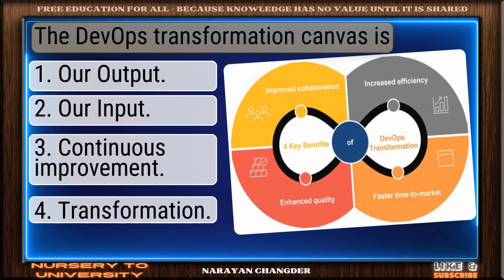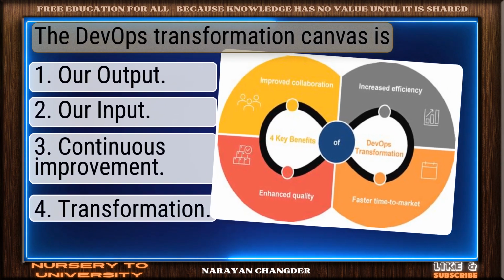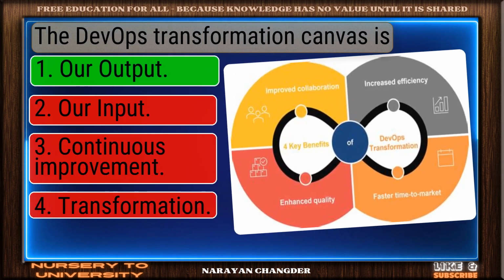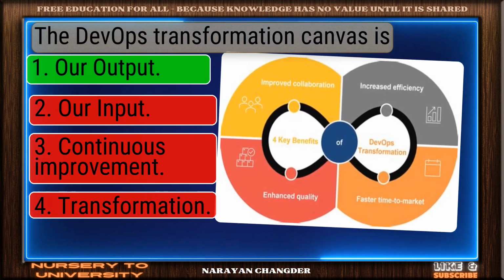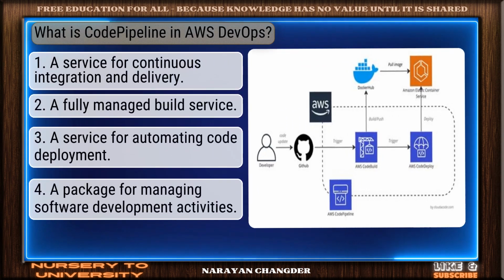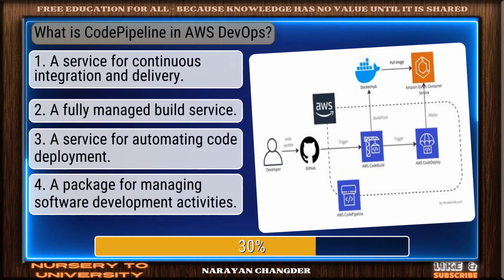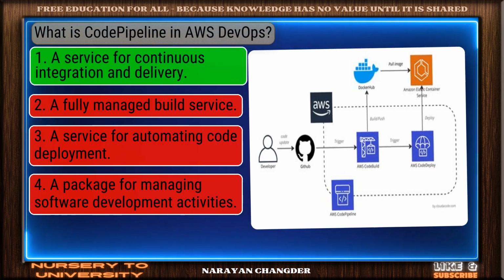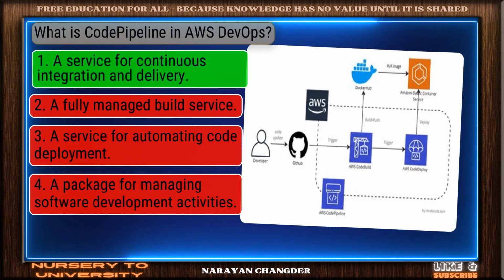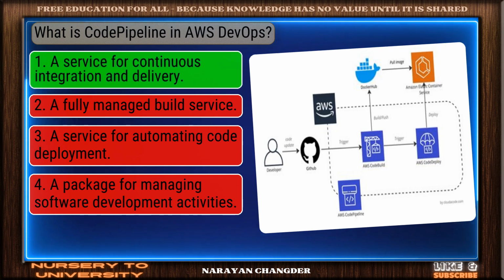Question number 25. The DevOps transformation canvas is. Well-reasoned. Output is the correct choice. Question number 26. What is CodePipeline in AWS DevOps? Nicely done. A service for continuous integration and delivery is a solid answer.